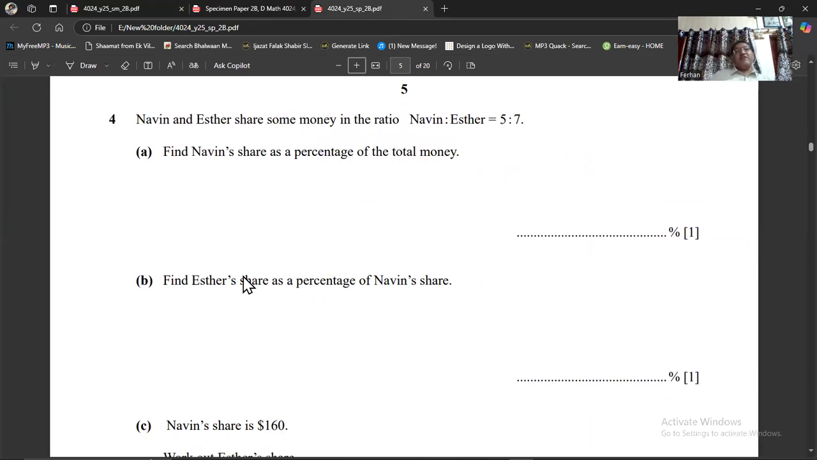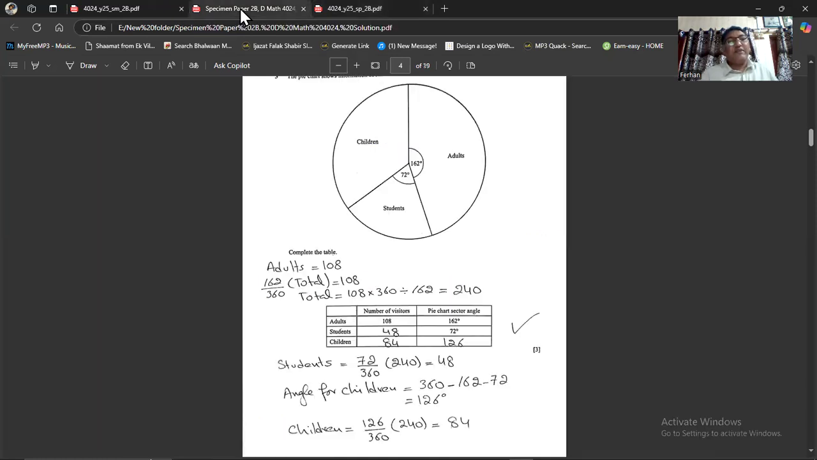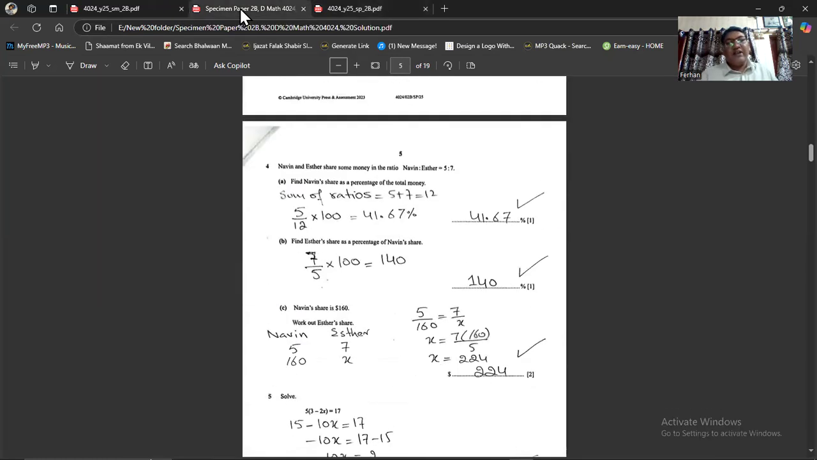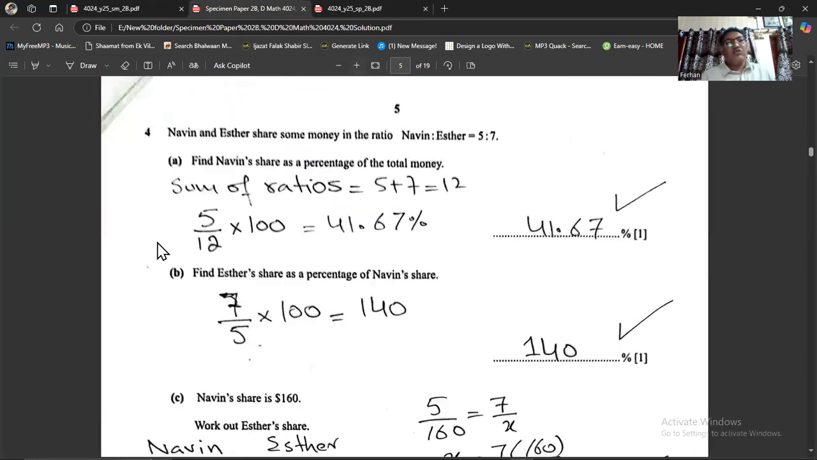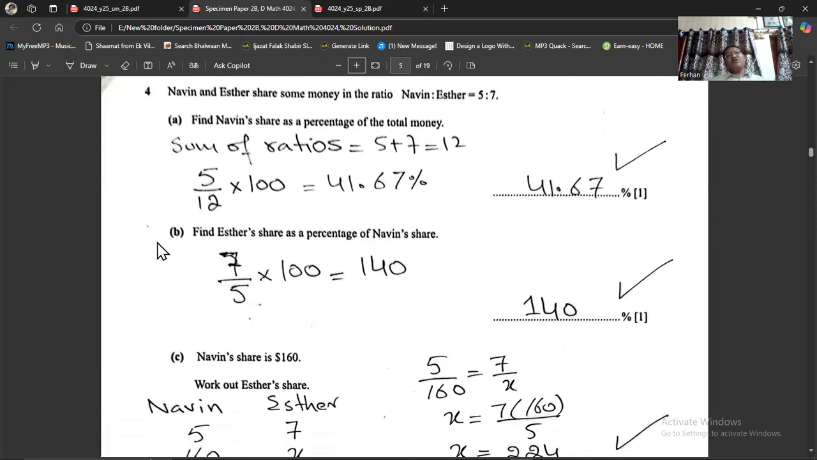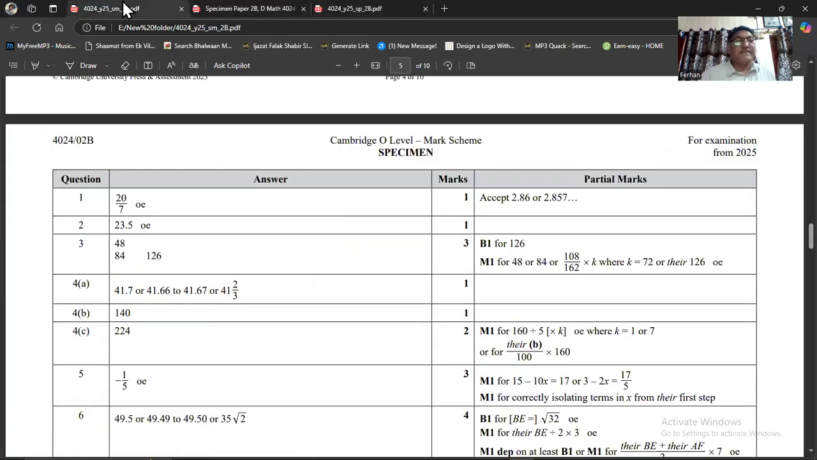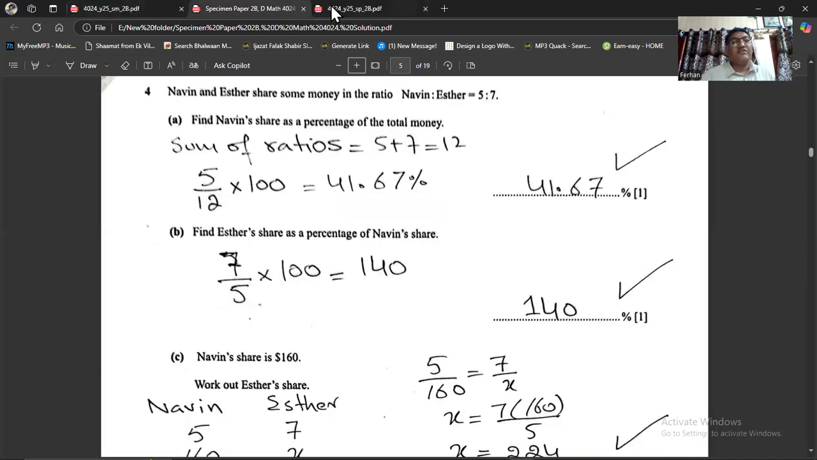So Naveen's percentage will be his share divided by the sum of the ratio, multiplied by 100. Naveen's share in the ratio is 5, so 5 by 12 multiplied by 100. The sum of the ratios is 12, so the percentage of Naveen will be 5 out of 12 multiplied by 100. So it will be 41.67%. The answer is right. This is how this is done.